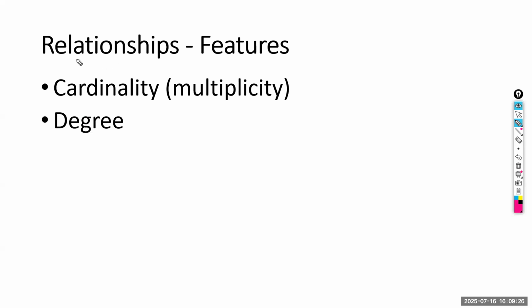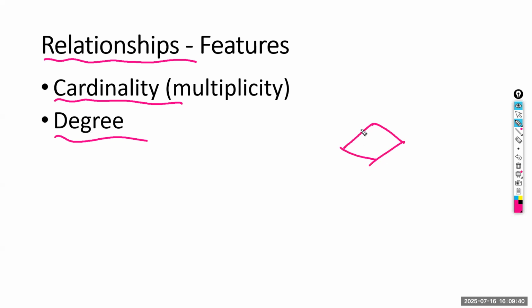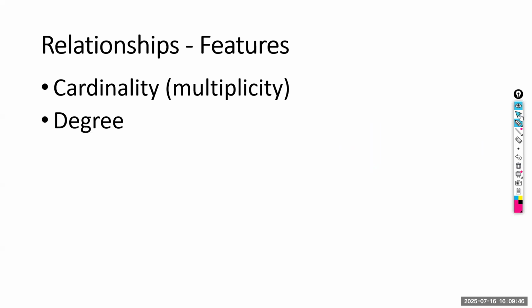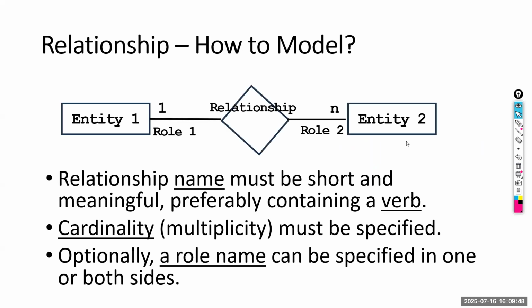So when it comes to relationships, we are interested in two concepts: cardinality or the multiplicity of the relationship, and the degree of the relationship. So whenever there's a relationship, think about what is the cardinality of that relationship, what is the degree of that relationship. Right. So this is how you model a relationship. So you have the entities, and this is how you represent the relationship.